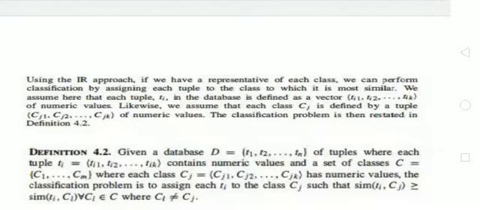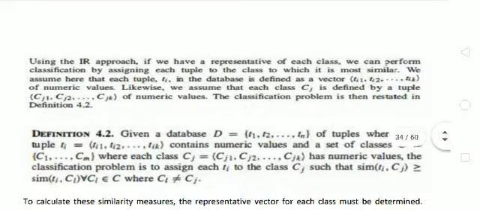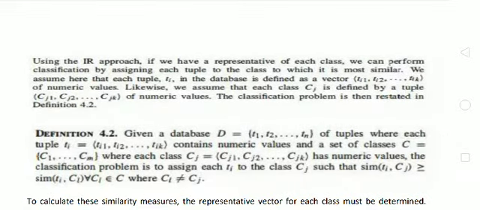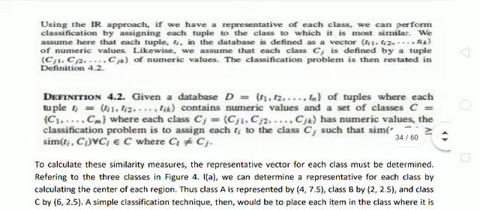Here we are assuming that we have a tuple T of i in the database, which is defined by the vector T of i1, T of i2, up to T of ik, which have some known values. At the same time, we are assuming the classes which are defined by C of j, which has a vector C of j1, C of j2, up to C of jk, which also have some known values.